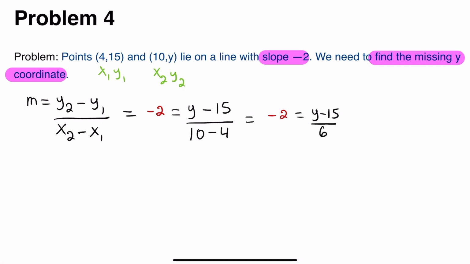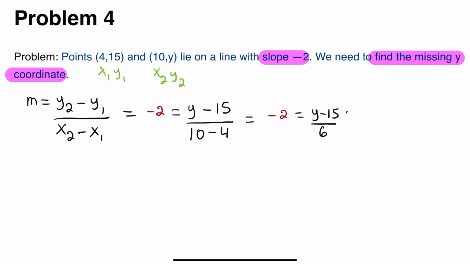Of course, I gave you a little bit of time to think about it. Since your slope is negative, that means your line is going down, and we would expect y to come out smaller than 15. But let's keep going to see what happens. The ultimate goal is to isolate the y. It needs to be alone. And since we're dividing by 6, we need to do the opposite, which is to multiply by 6 on both sides.